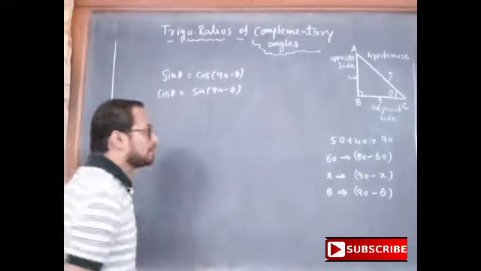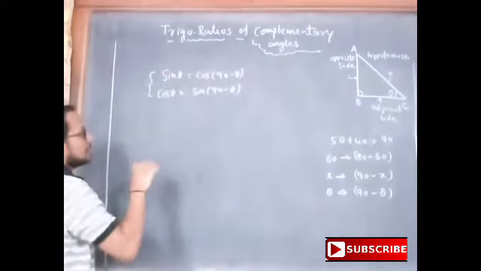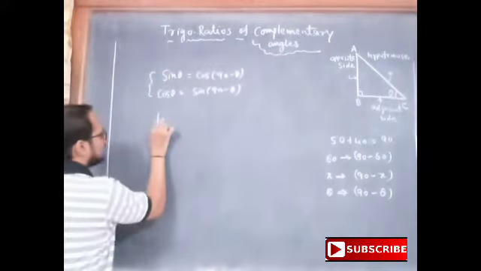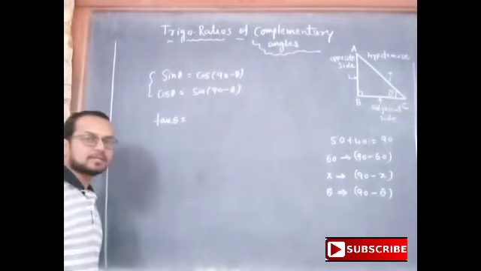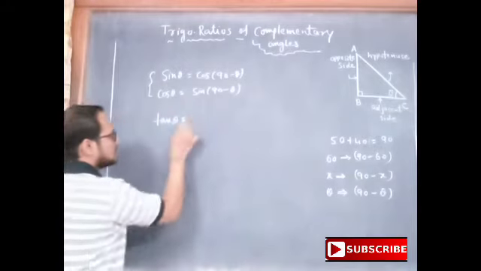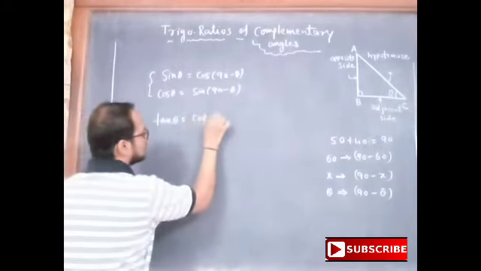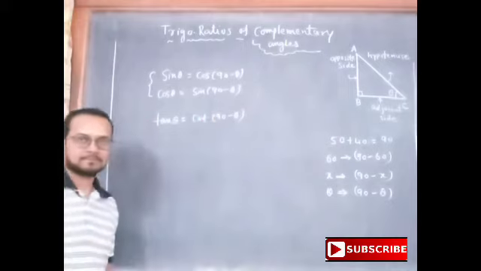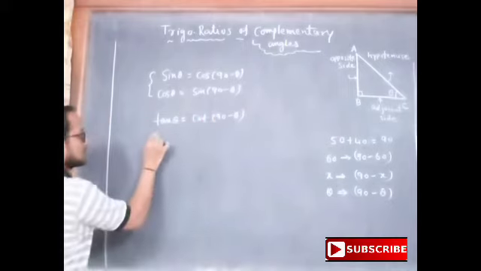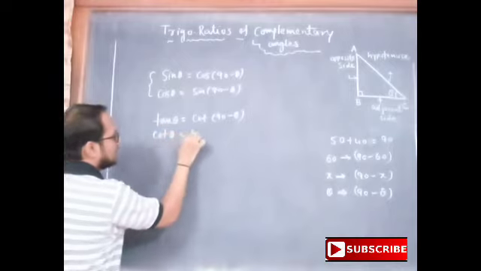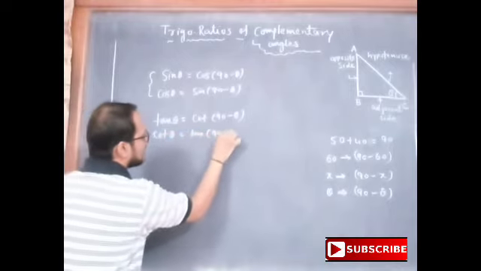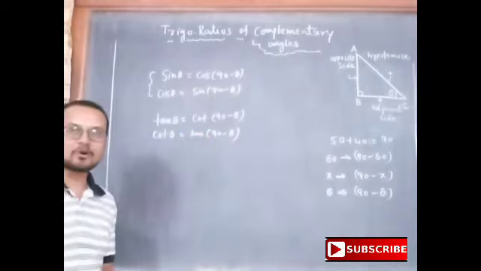Similarly, we have another pair. This is one of the pairs. The second pair is tan theta, which is the complementary of cot theta. So tan theta equals cot (90 minus theta). From this we get cot theta equals tan (90 minus theta). So this is another pair of complementary ratios.